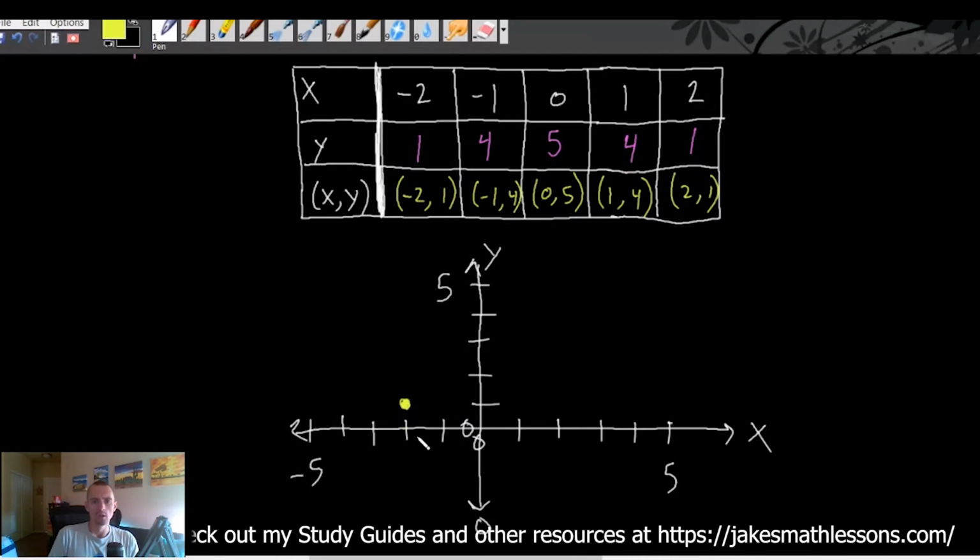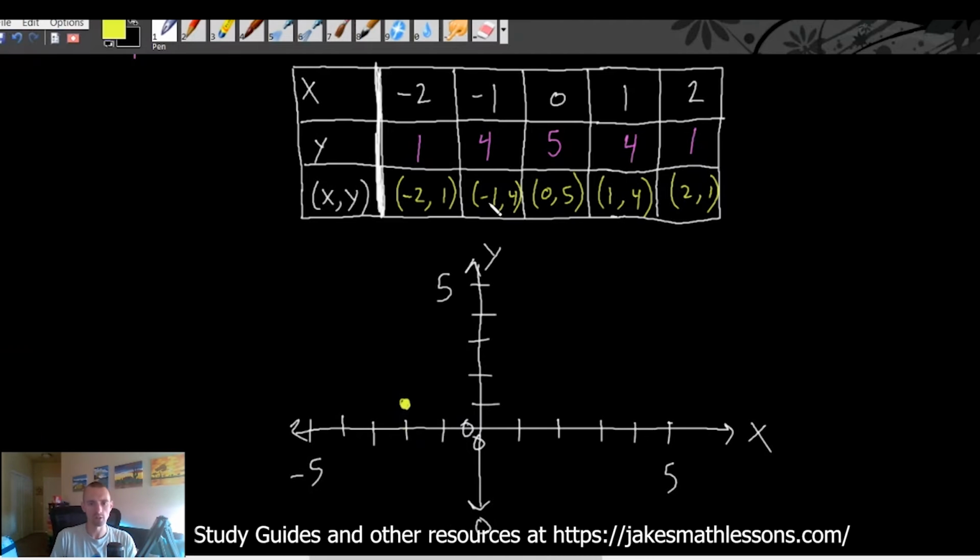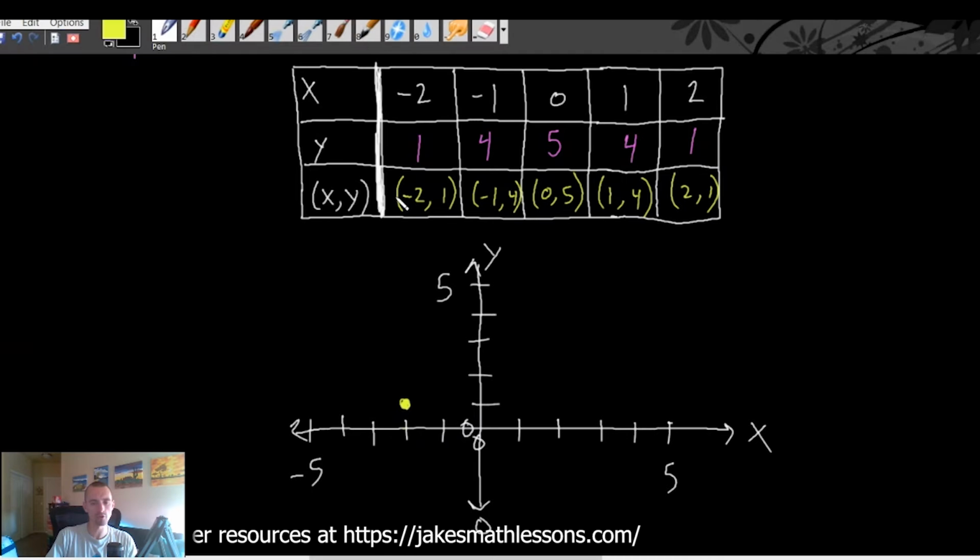Okay. So then for the second point, -1, 4, we go to -1 on the x-axis. So keep in mind, whenever you're graphing points or graphing a function like this, you're always going to move left or right first, and then you're going to go up or down from there.